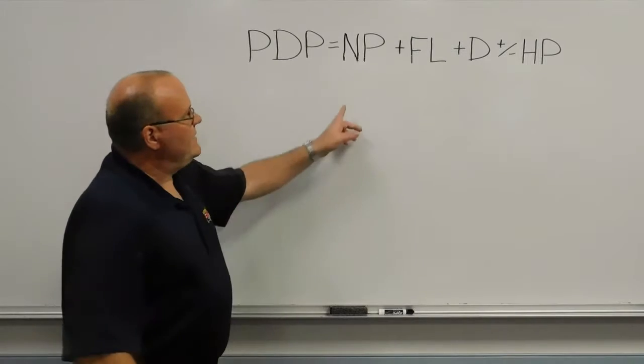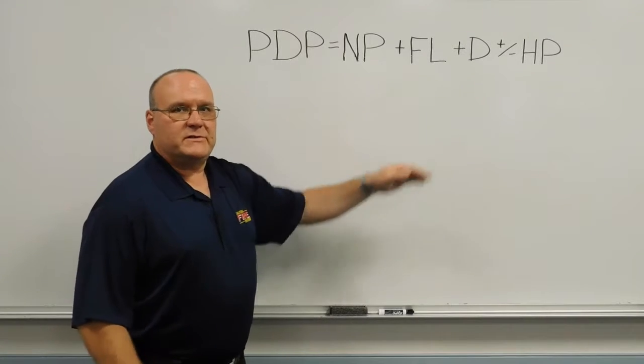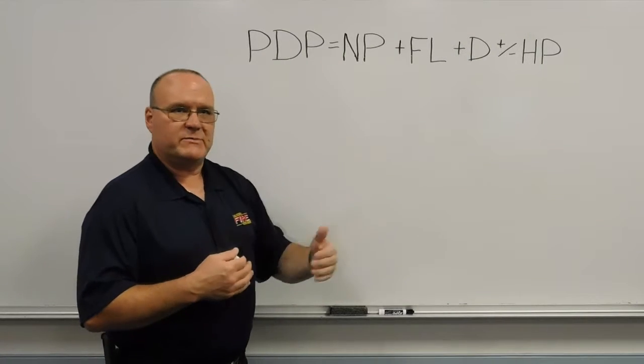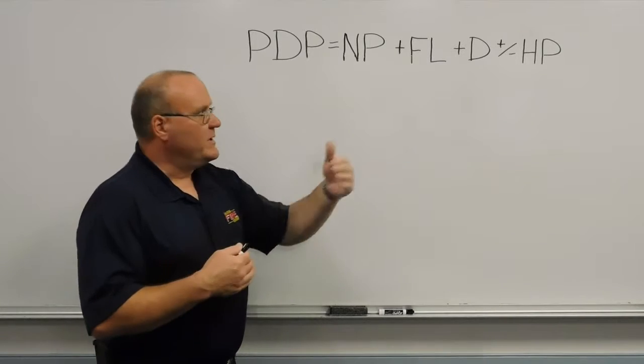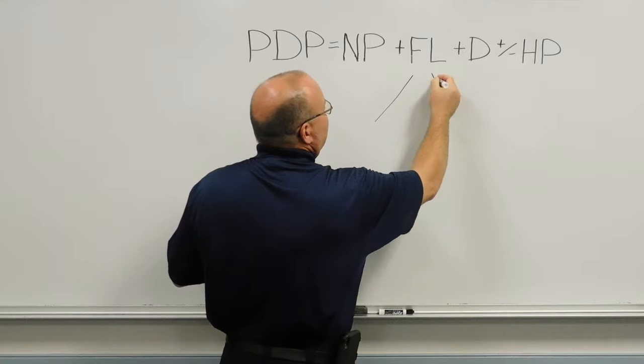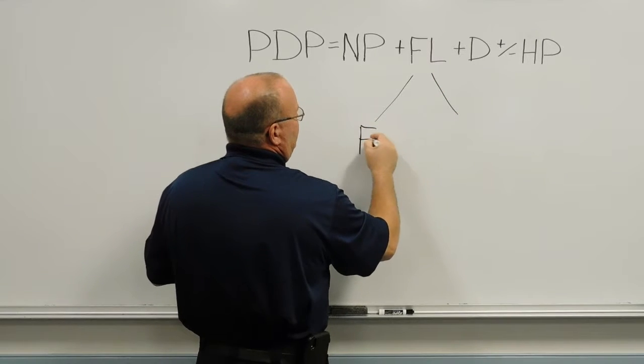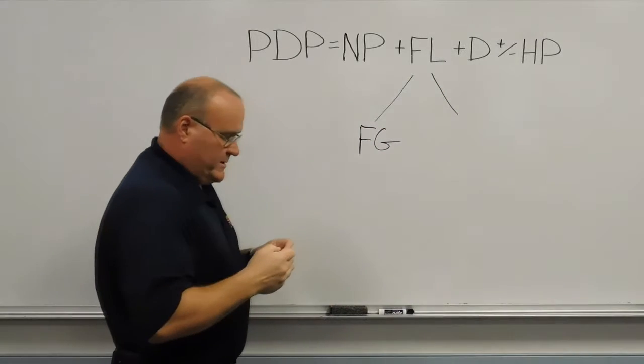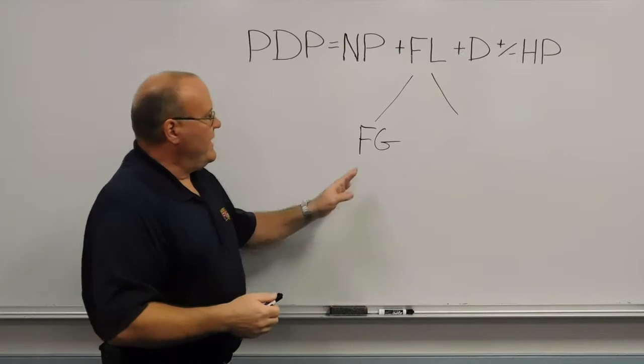And the next element will be the friction loss, and this is the friction loss in our hose lines from pump to nozzle. And there's two directions we'll go with that. Typically what we use, 2 o'clock in the morning, is user-friendly math, fireground hydraulics.